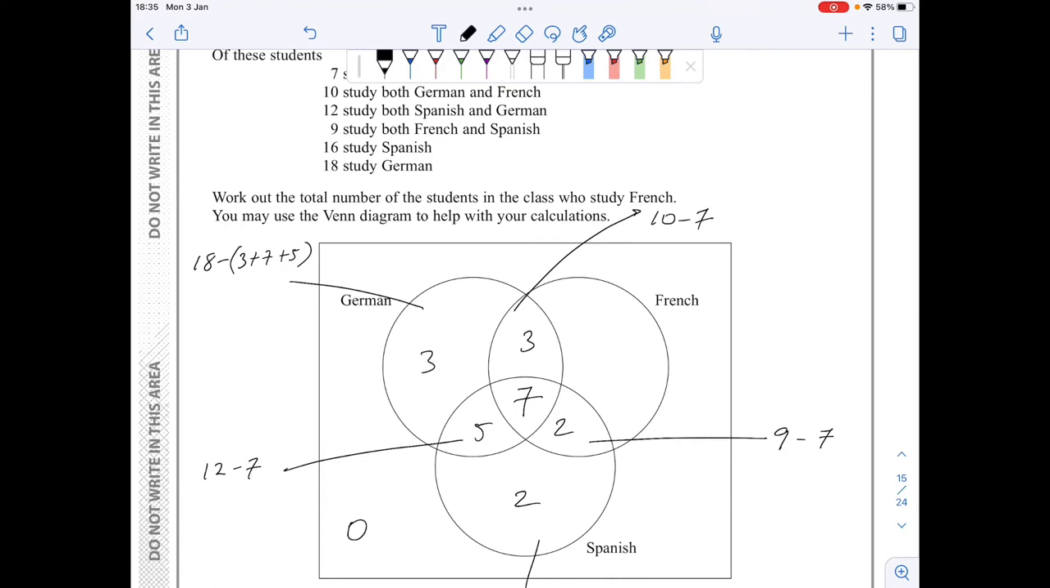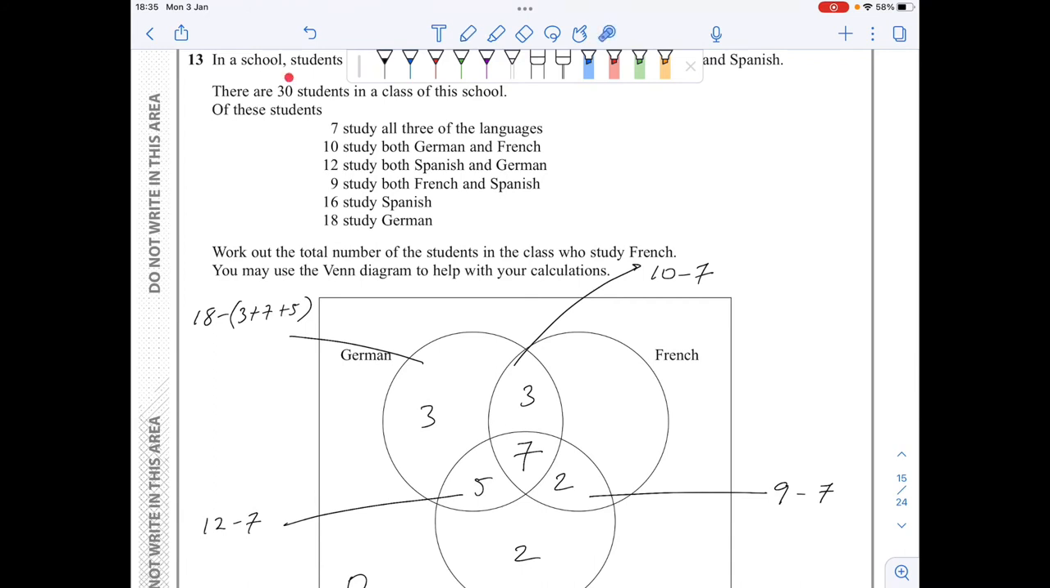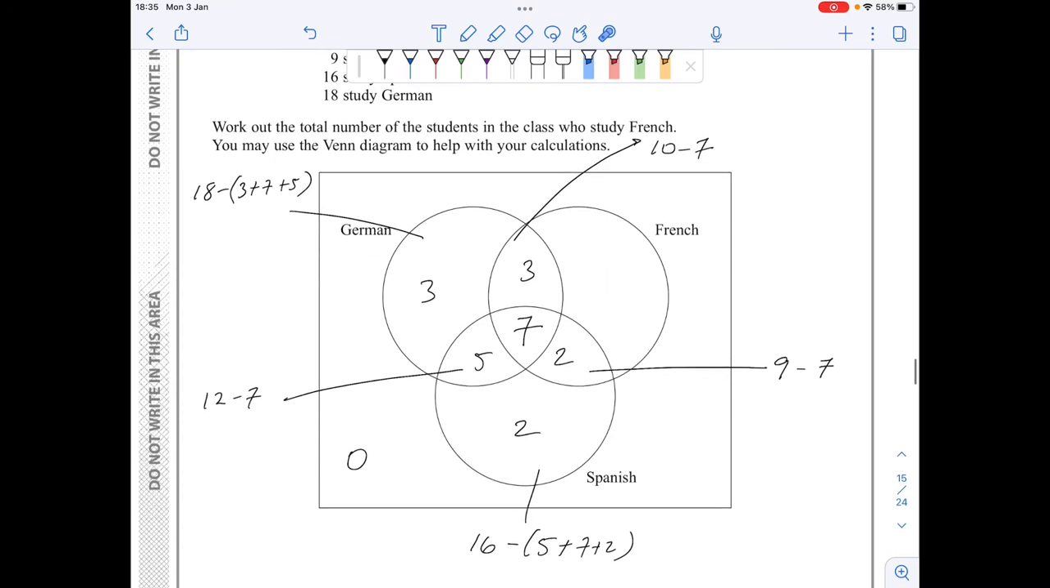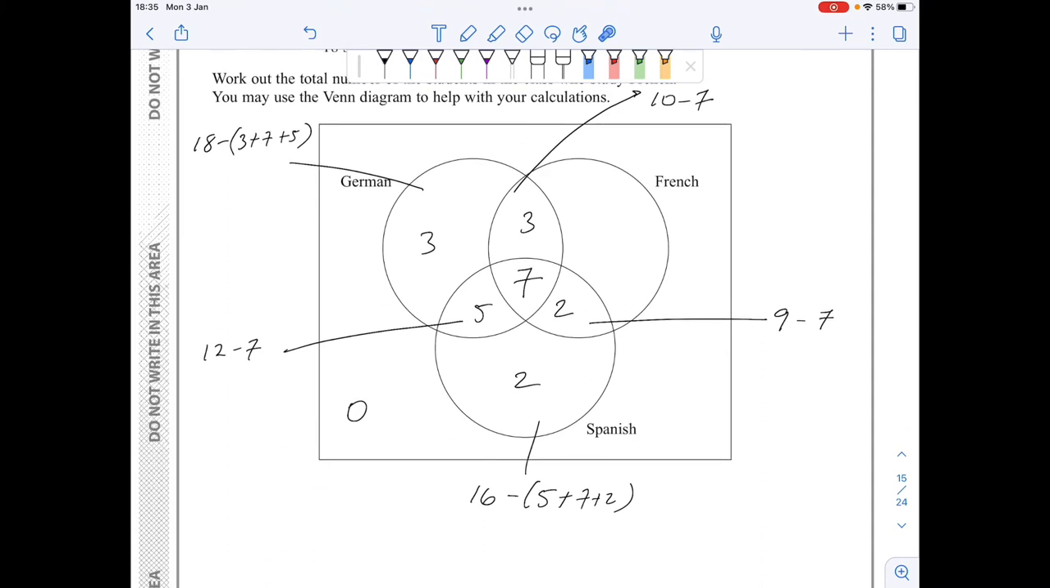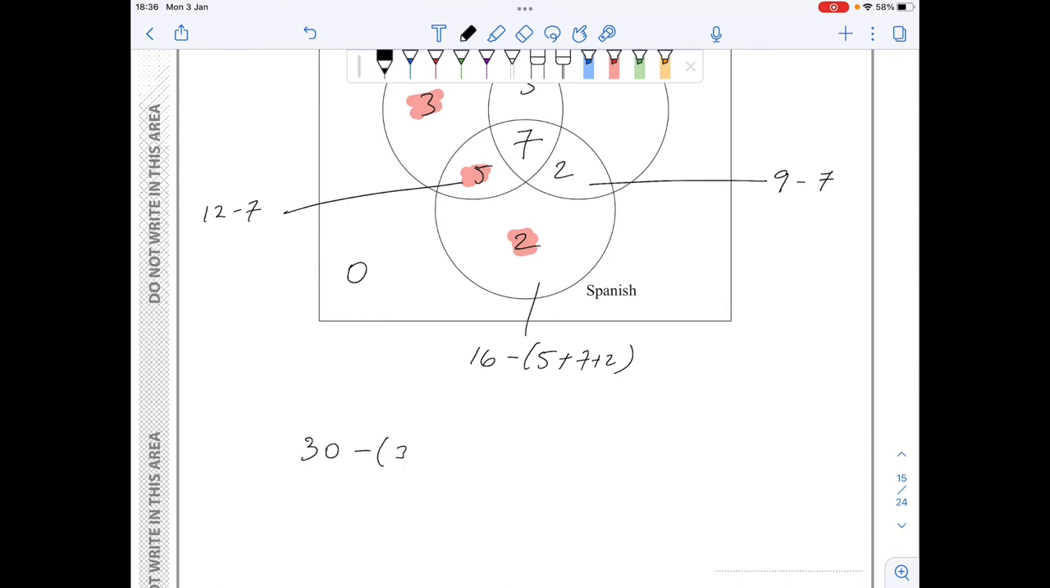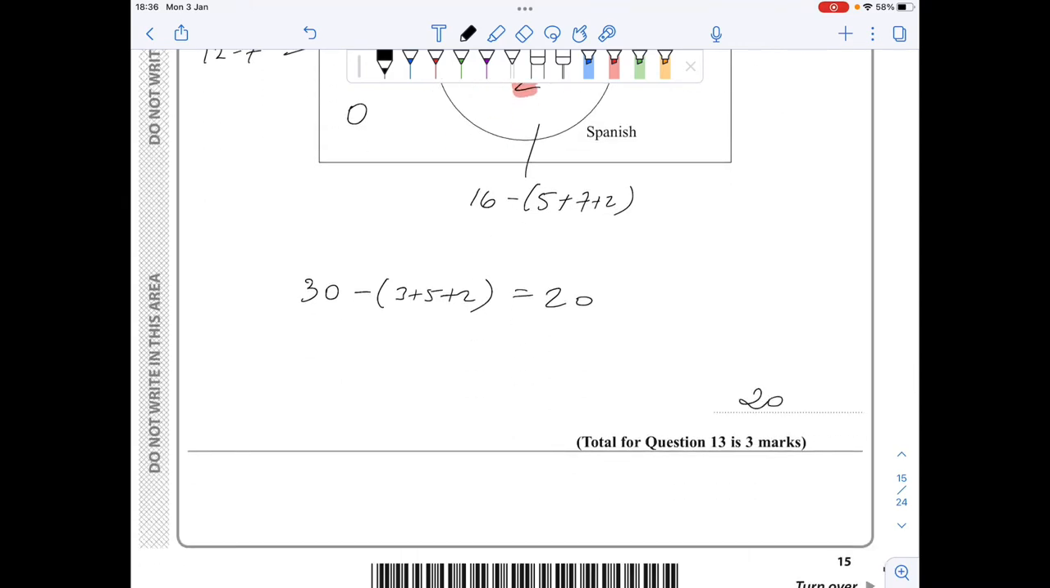Now, I could use the fact that there's a total of 30 students to find this region here, French only, but the question asks for the number of students who study French. And since I know that the total is 30, then I can subtract 30 minus 3, 5 and 2 to get the required number. So 30 minus 3 and 5 and 2 gives me a 20, and this is the number of students that study French.